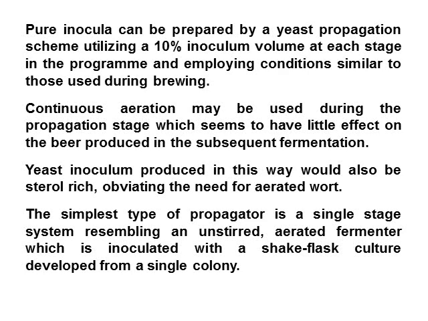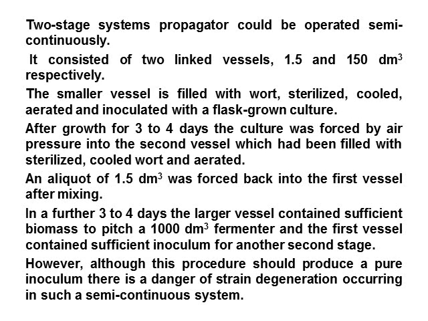The simplest type of propagator is a single-stage system resembling an unstirred aerated fermenter, which is inoculated with a shake flask culture developed from a single colony. Two-stage system propagators are operated semi-continuously. It consists of two linked vessels, 1.5 and 150 cubic decimeters respectively. The smaller vessel is filled with wort, sterilized, cooled, aerated, and inoculated with a flask-grown culture.